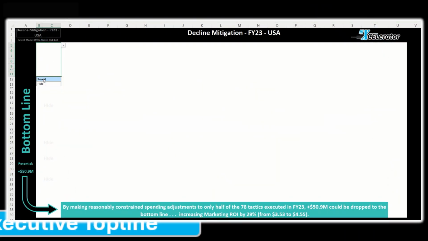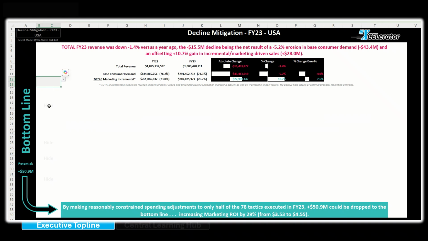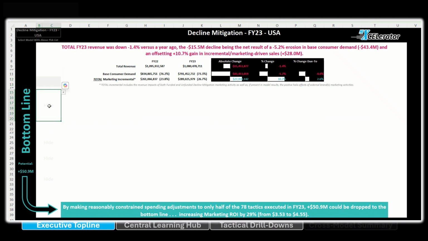The stage is set by first dissecting the model brand's revenue trend and determining how it was influenced by trends in base consumer demand versus marketing-driven revenue incrementality. In this case, consumers' demand for their product was slipping, but that base decline was partially offset by increased revenue incrementality coming from both funded and unfunded marketing activities.